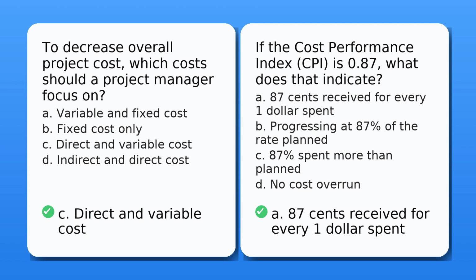Think of it like shopping. You planned to buy 10 items for $100, but you ended up spending $115 to get just 8.7 items. You are overspending, and that is exactly what a CPI below 1 tells you.